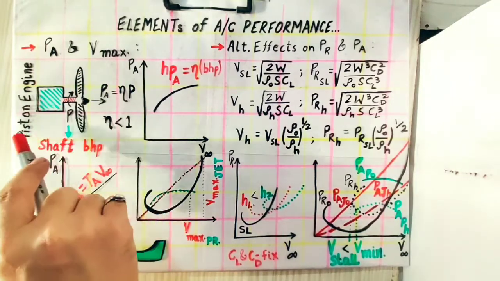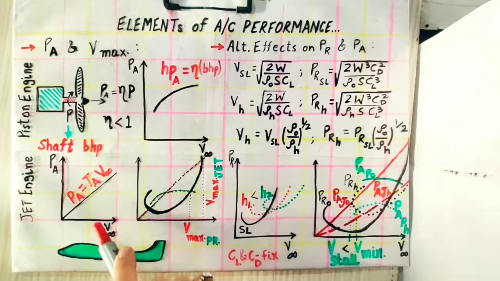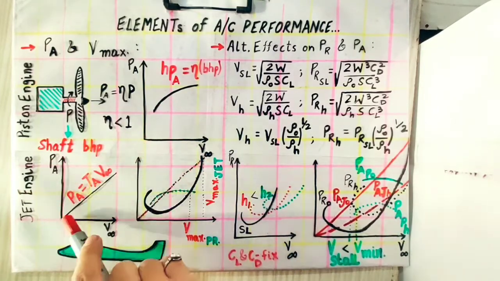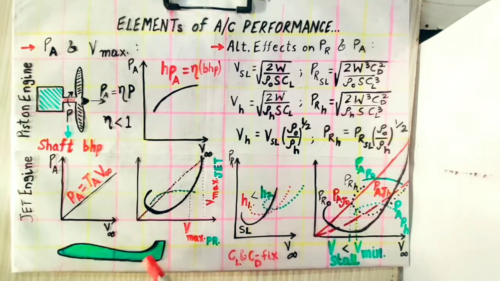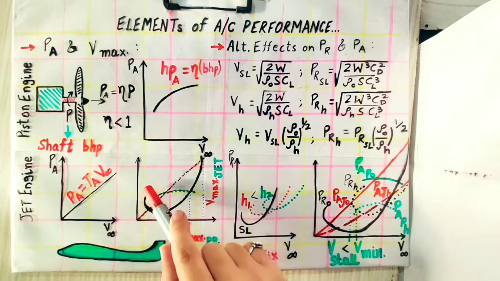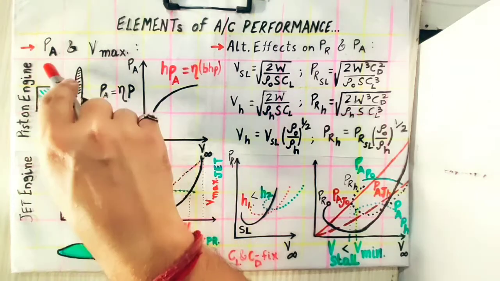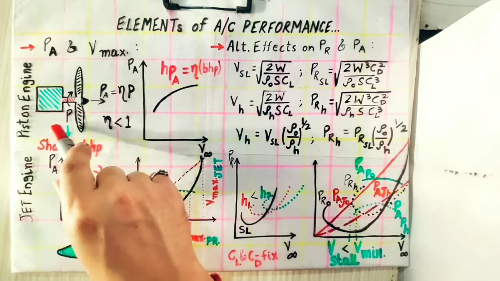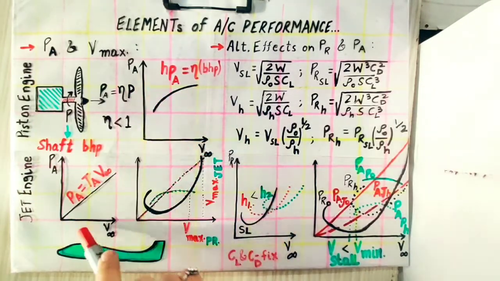For a piston engine and jet engine, they both show different power available variation for different velocities. For a given range of velocity, the power available variation for piston engine and jet engine will be different. For the same airplane, we have the same amount of power required to overcome drag for a given range of velocity, but power available depends upon the type of engine. That's why we have different power available variation for a given range of velocities.